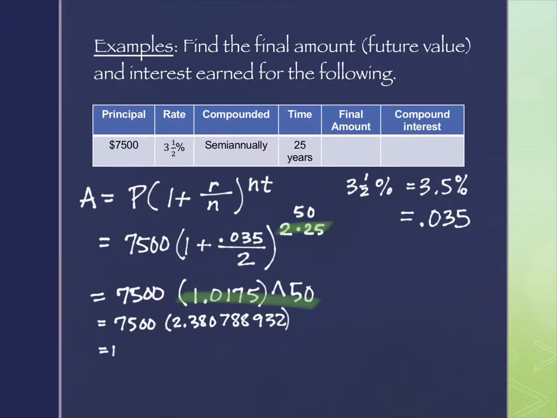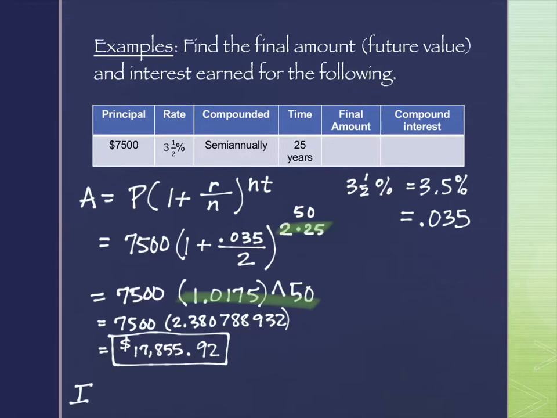And you have 17,855. This is the point where we would round. It is a money answer, so 92 cents at the end, even though it says 916 on my calculator. It's 92 cents, okay? This is the amount that we would have after 25 years in that investment, okay? So this is the total amount.